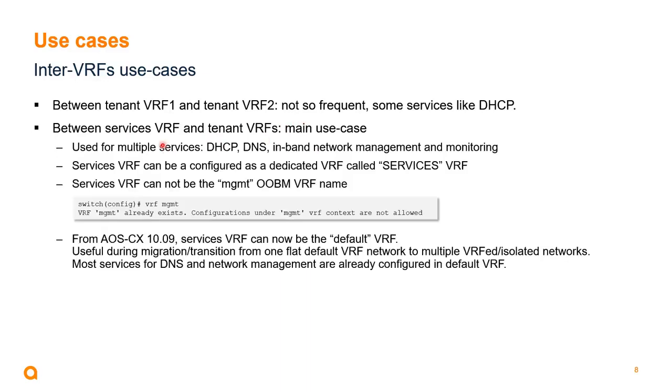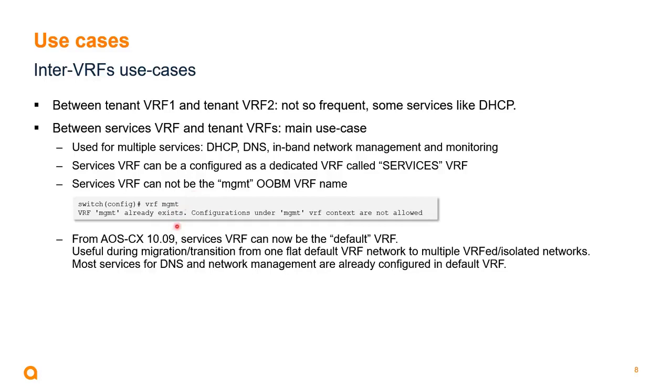This is used for multiple services like DHCP, DNS, inbound network management and monitoring. It has been configured as well as a dedicated VRF called services VRF. The services VRF cannot be the out-of-band management VRF name, because this is dedicated to the out-of-band management port. So that is not accessible to leak any routes into.